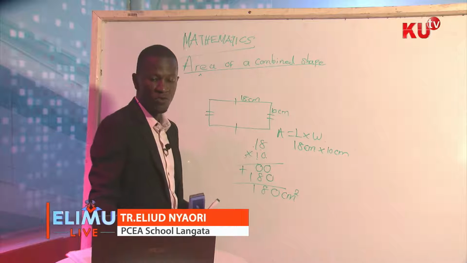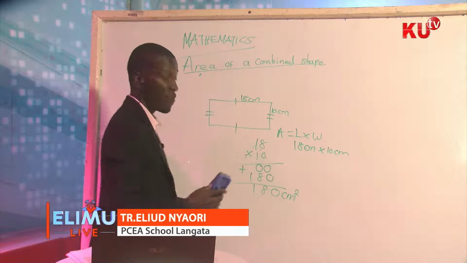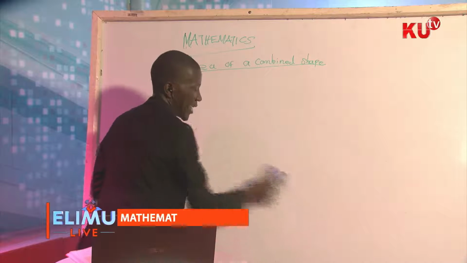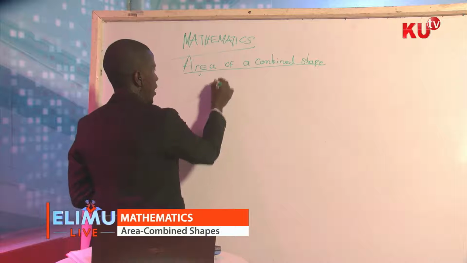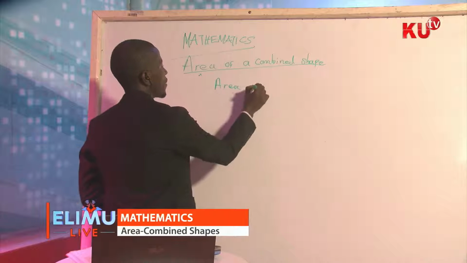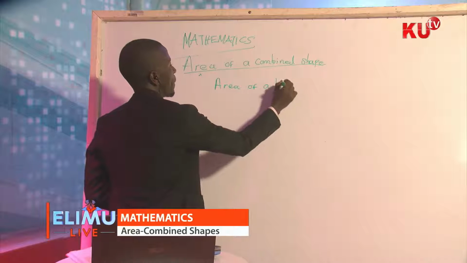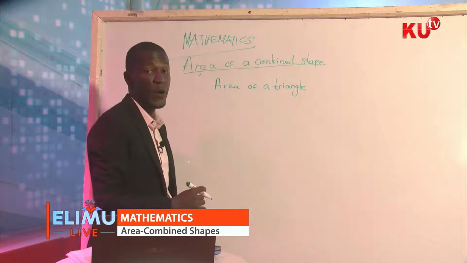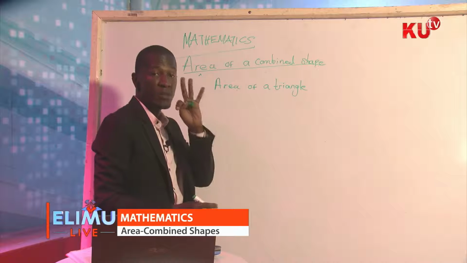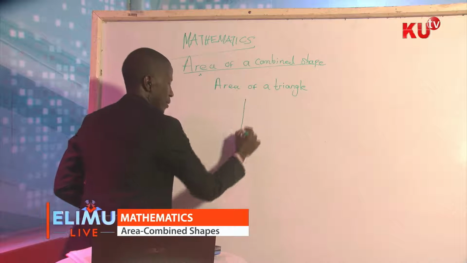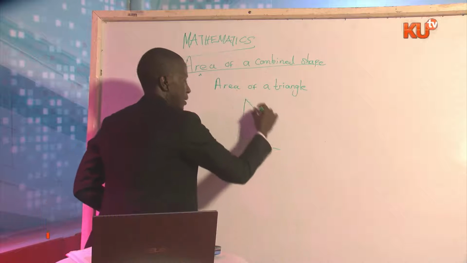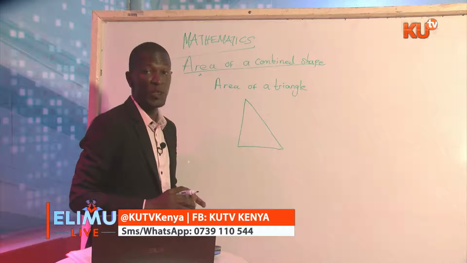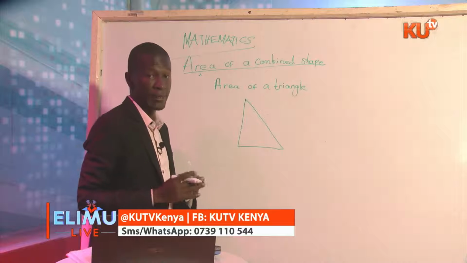We are going to move to something else, area of a triangle. There is something you need to understand about a triangle. A triangle has got 3 sides, and it is always like this, but we have different types of triangles, which I want to believe next time we can look into them.